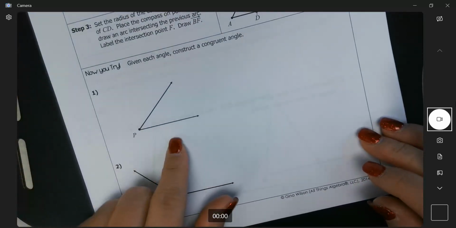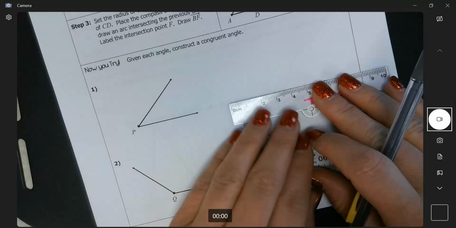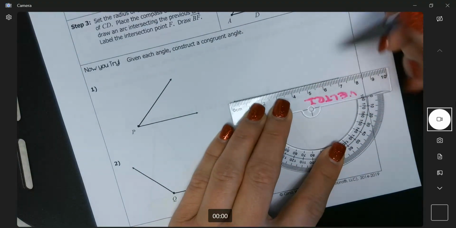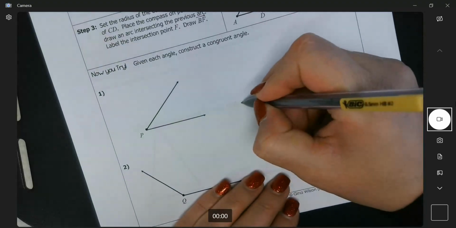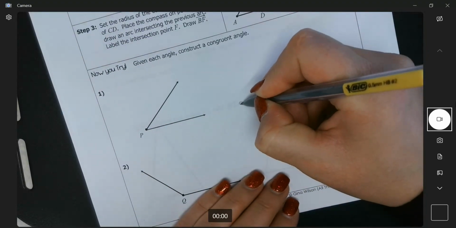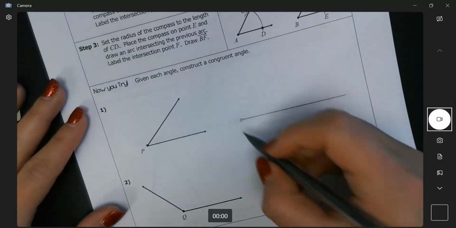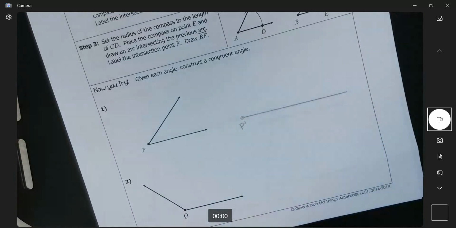So if we're trying it out on these two angles here, we don't have anything to start with, so you've got to create something. Just like we did with the two triangles, you'll always start with a point that's off, or a line off to the side. And I always make my endpoint over here. Okay. So it says, given each angle, construct a congruent angle. Let's label this guy P prime.